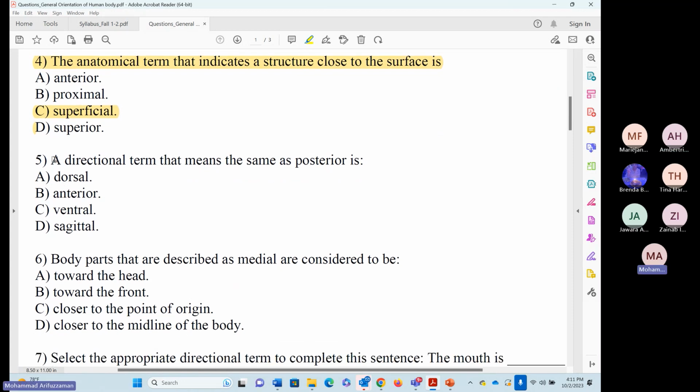Number 5, a directional term that means the same as posterior. Dorsal. Same as posterior means dorsal. And the directional term that means the same as anterior is the ventral. Remember, anterior and ventral mean the front, and the dorsal and posterior mean the back. Clear? So anterior and ventral are synonyms, and the posterior and dorsal mean the back.